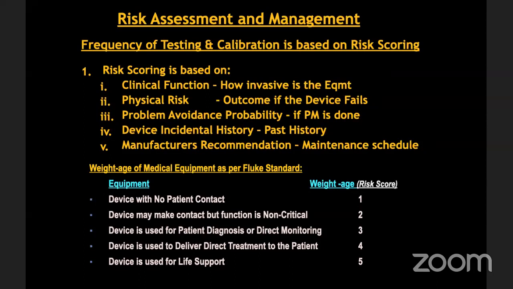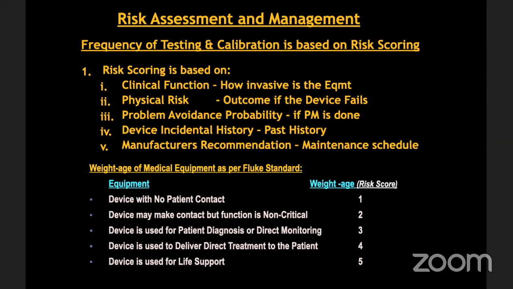So if you take a pulse oximeter, look down at the equipment weightage and risk scoring. A device used for patient diagnosis or direct monitoring: what is it? A patient monitor, a pulse oximeter. A device used to deliver direct treatment to the patient: what is it? A defibrillator. A device used for life support, that is the risk score of 5. That means a ventilator, a dialysis machine, a heart-lung machine, an intra-aortic balloon pump that supports the heart. So these are all the life support machines, and if you are taking any one of these machines, you have to give a score of 5.